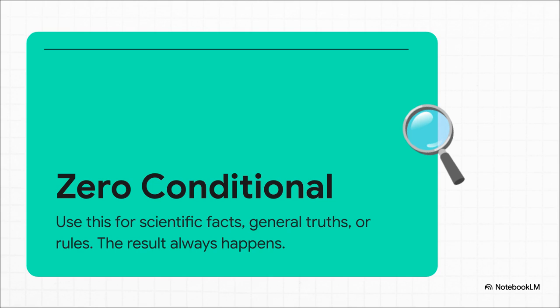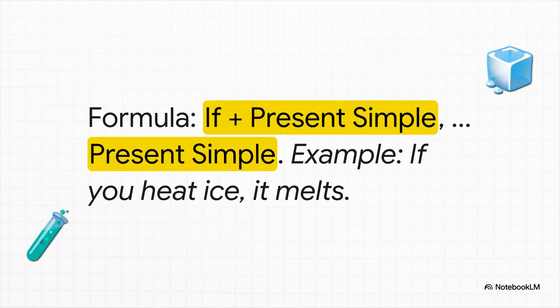It's that simple. And the formula? It's super easy. The if part is in the present simple tense, and the result part is also in the present simple tense. Like, if you heat water to 100 degrees, it boils. Present, present. Nice and easy.